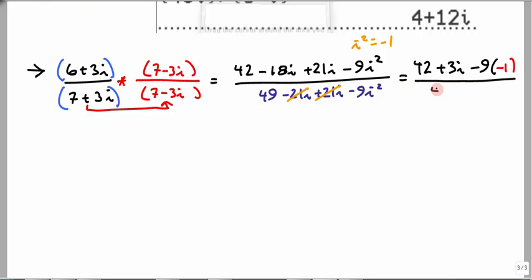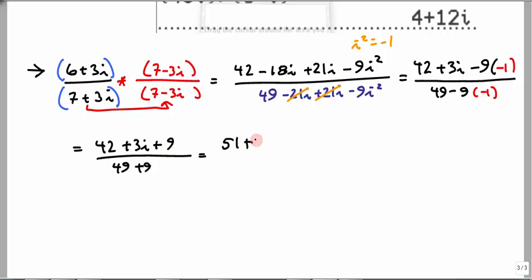So here we have 49 minus 9, i squared is equal to a negative 1. So there's our next step for simplifying. So I have 42 plus 3i. Negative 9 times negative 1 is a positive 9. 49, negative 9 times negative 1 is a positive 9. So let's go ahead and see what we have here. 42 plus 9 would be 51 plus 3i, all over 49 plus 9 is 58.